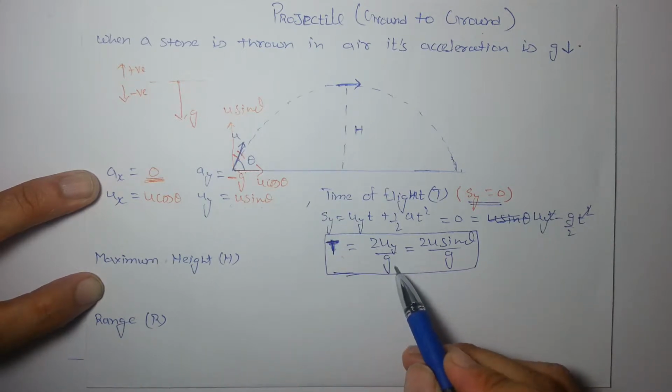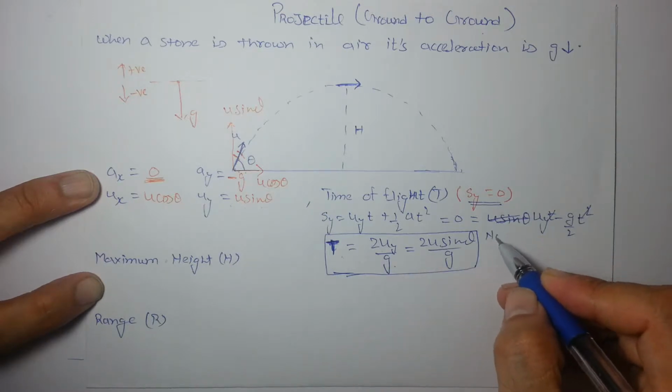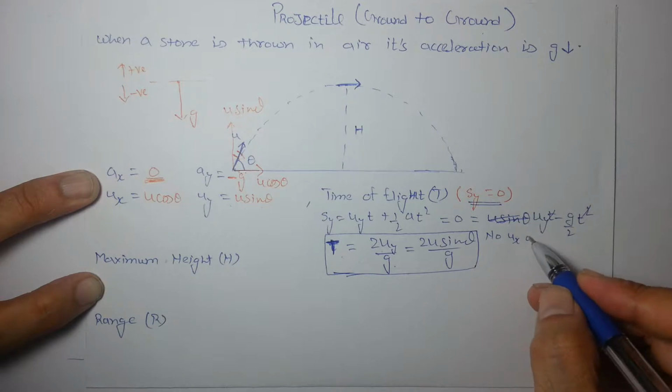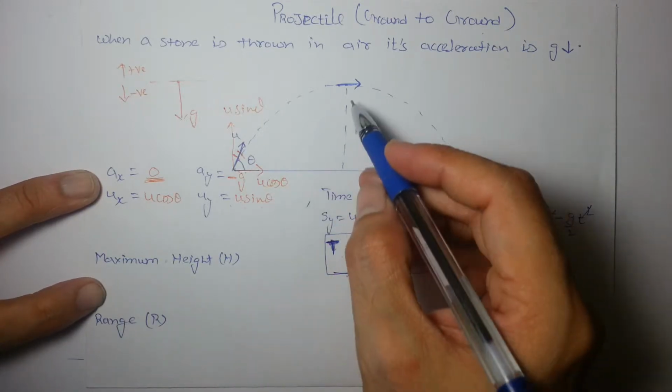The time of flight, with capital T symbol, is equal to 2uy by g. It has no ux or ax. So time of flight simply depends on uy and ay only, because it is governed by the condition sy equal to 0.